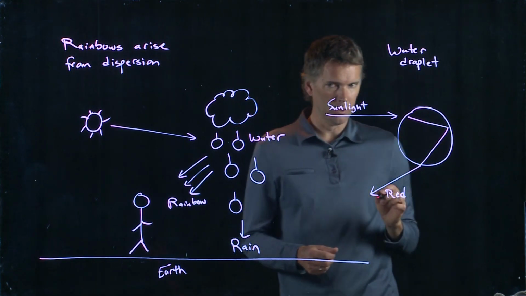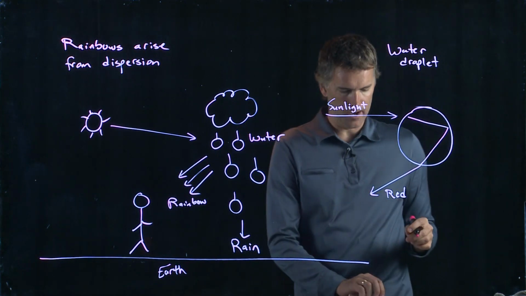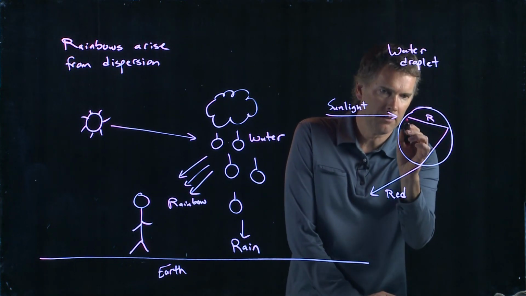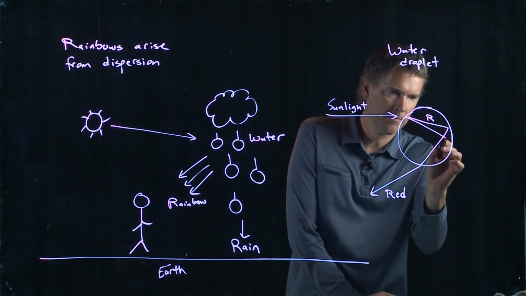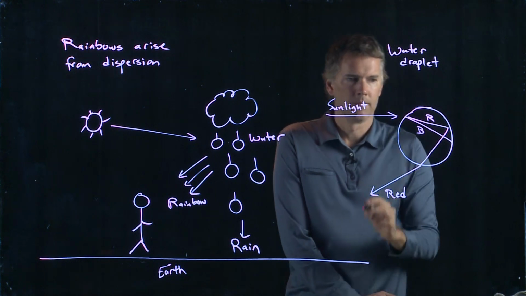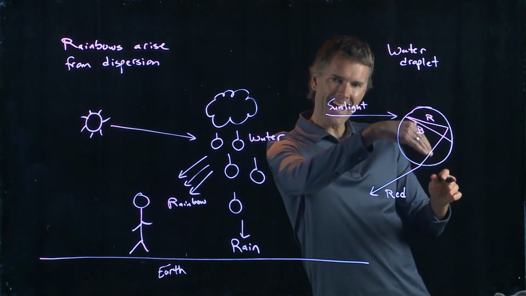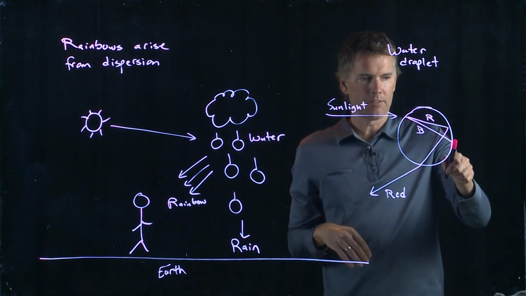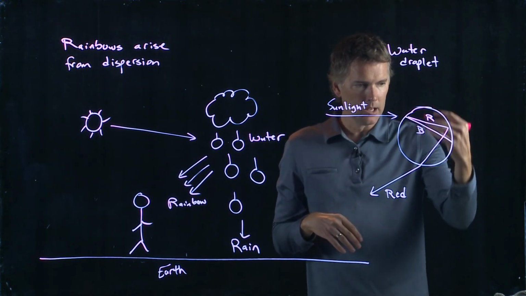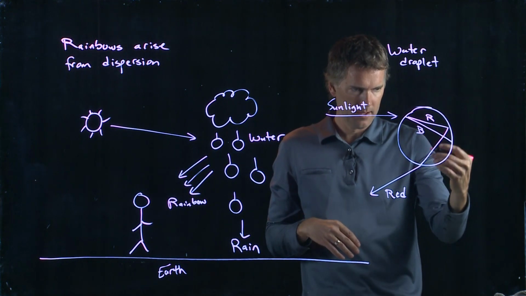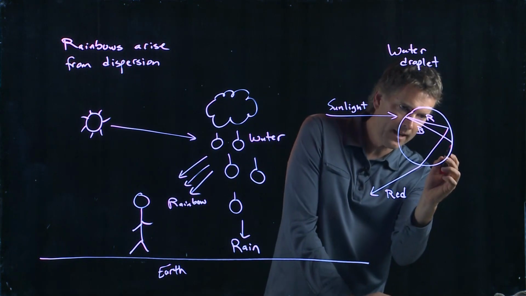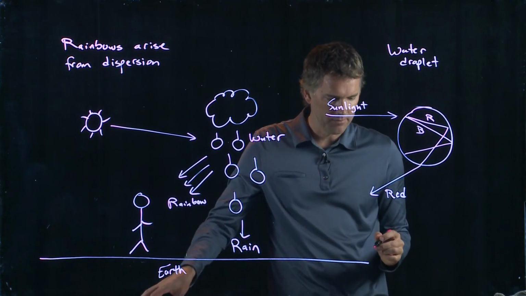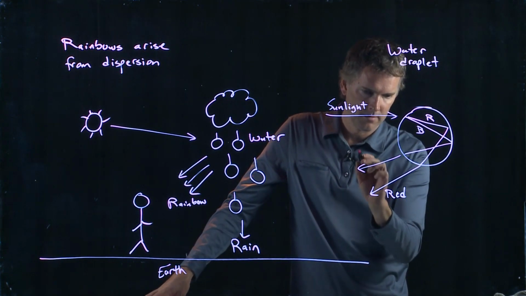But blue is also in the water droplet, and when the blue comes in, it's going to bend a little bit more. Okay, so it's going to bend down further in the water droplet. It hits the back of the water droplet at a lower point than the red, and so it's going to bounce back a little bit more horizontal. And so it comes out right here.